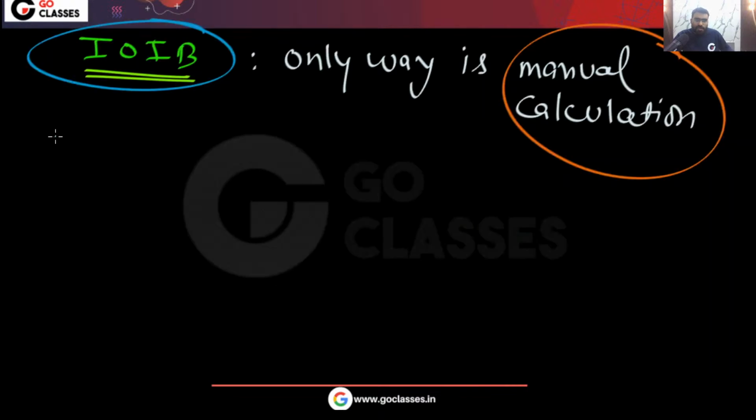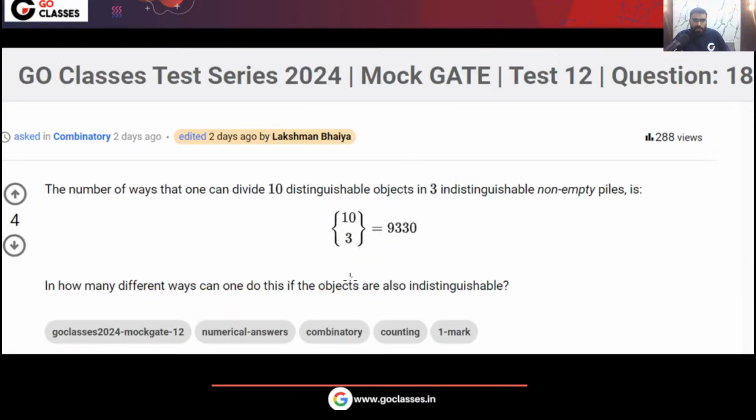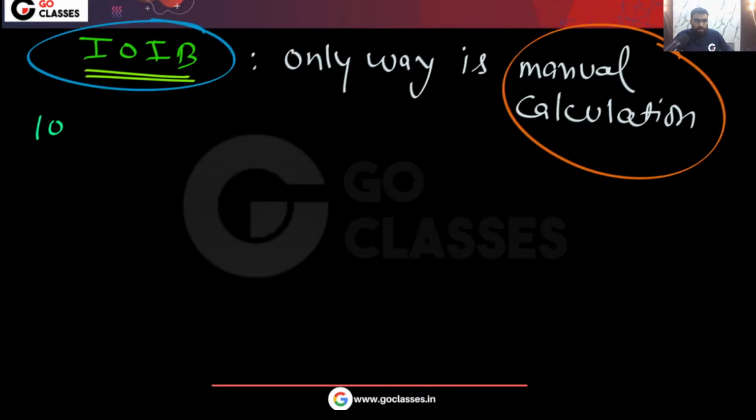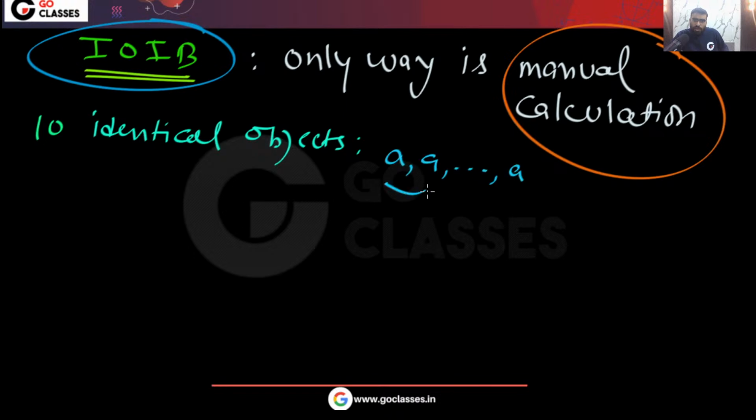Yes or no? 10 objects, 3 boxes. So let's calculate. Finally, I can say that you have total 10 identical objects, because the IOIB template question is saying that all the objects are identical and the boxes are identical. So you can see 10 identical objects. You can call them A, A, A, all of them like this, so total 10 A's you have. Next you have 3 boxes, 3 identical boxes.